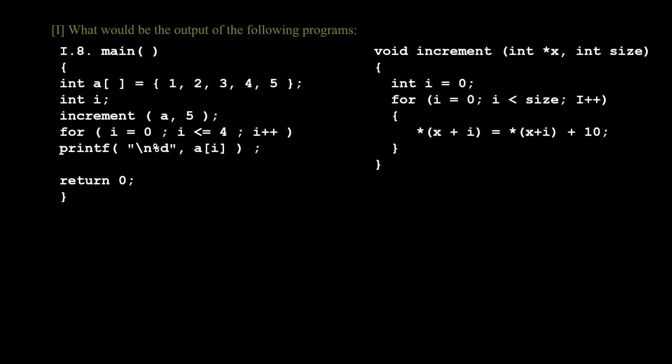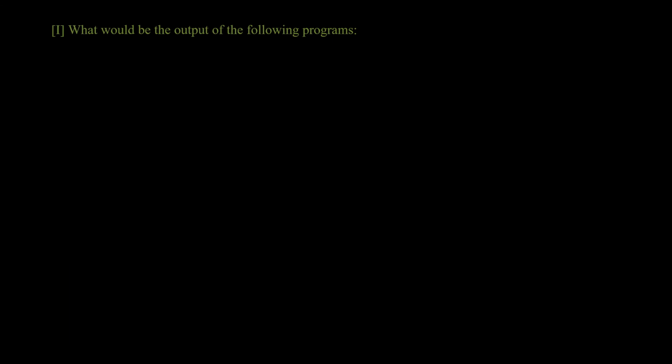So A is passed to function increment, and they are doing an operation on each element in the array x. So let's start the timer. Okay, answer. Yes, in this function increment, we are passing the address of the array A, and each element is incremented with 10. And then we are printing the array elements. So all the elements in the array are incremented by 10.